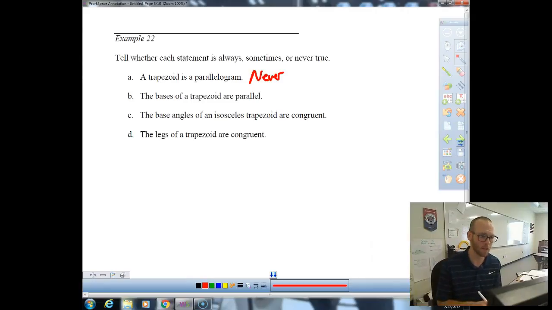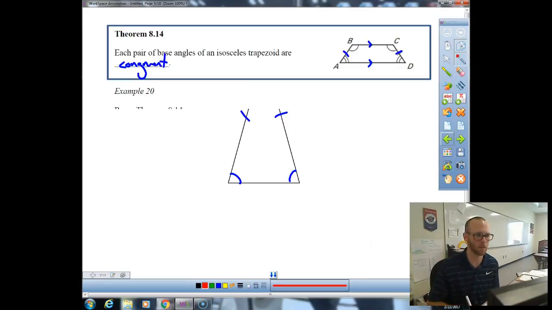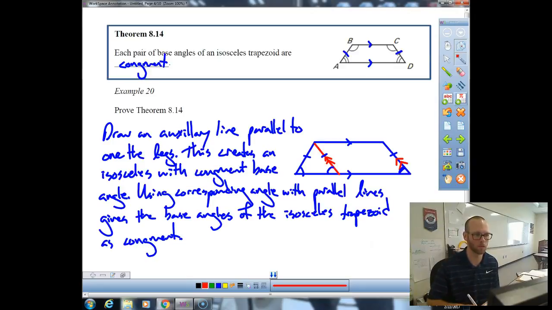The bases of a trapezoid are parallel. Always, sometimes, or never true? The answer to that would be always, straight from the definition. Letter C, the base angles of an isosceles trapezoid are congruent. That is always true. That's just straight from our theorem right here, theorem 8.14.